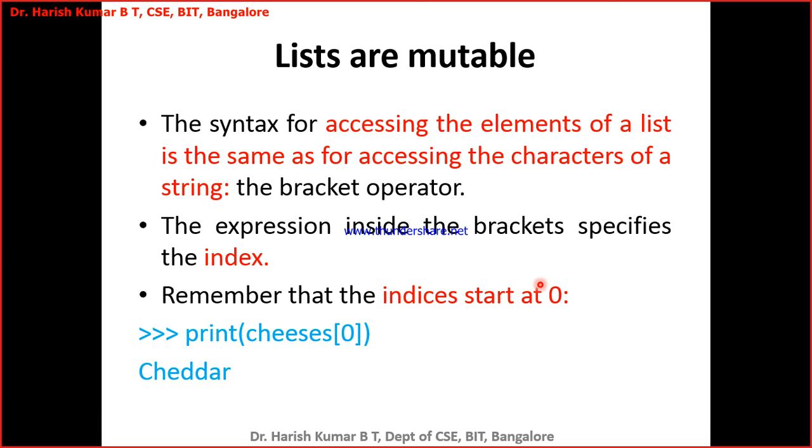So and then lists are mutable. In the previous class, when we were discussing the concept of indexing or slicing with respect to strings, I told you strings are immutable. That means you cannot have the indexing concept specified in the LHS and update a particular character of the string. It is not allowed. So that is what I told. Strings are immutable, but lists are mutable.